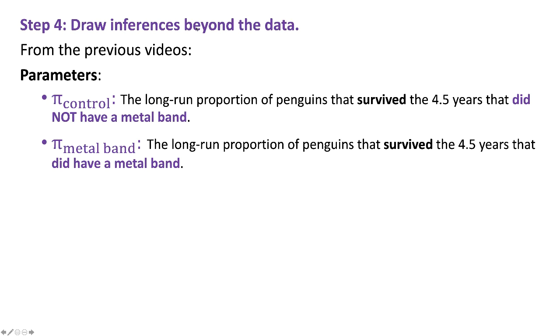From the previous videos, we know that our parameters are the population proportion for the control group, which is the long-run proportion of penguins that survived the 4.5-year study that did not have a metal band. Our second parameter is the population proportion from the metal band group. This is the long-run proportion of penguins that survived the 4.5 years that did have a metal band.